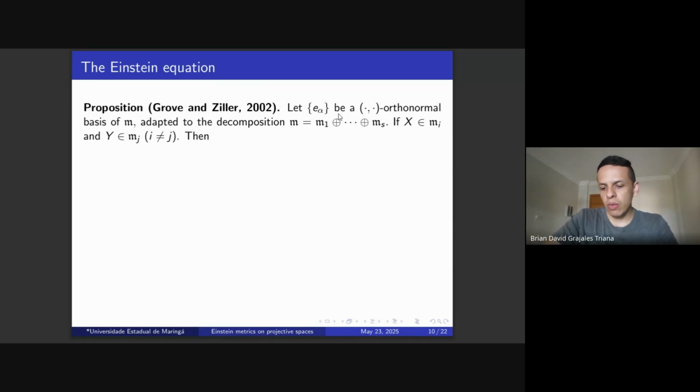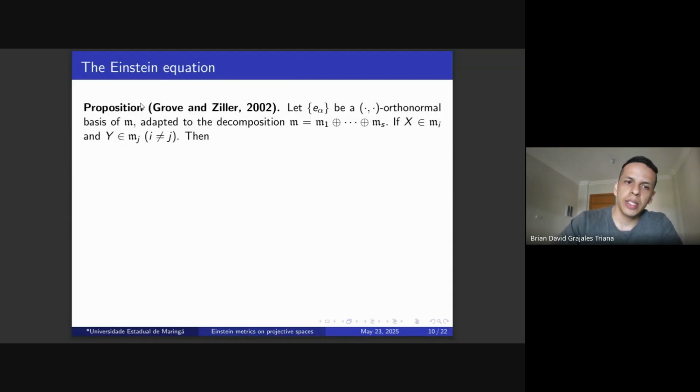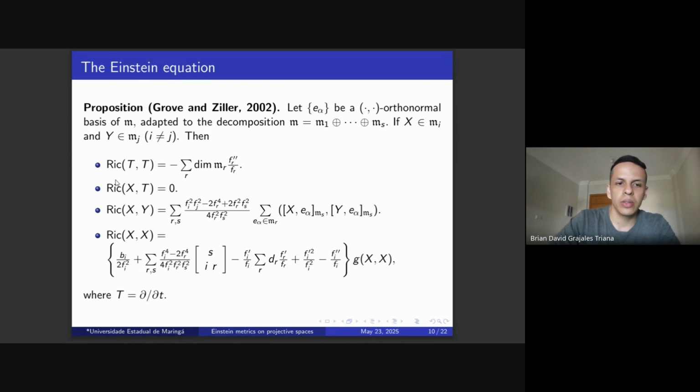So now we already know what the invariant metrics are on cohomogeneity one manifolds. We can use this proposition, or this theorem, by Grove and Ziller in 2002. They gave us formulas to find the Ricci curvature, the Ricci tensor, on cohomogeneity one manifolds. So in this context, you take an orthonormal basis with respect to the invariant product, and this basis must be adapted to this decomposition, in the sense that you have a basis of M1, a basis of M2, a basis of MS. And with respect to that basis, you can compute the Ricci curvature using these formulas, which are not easy.